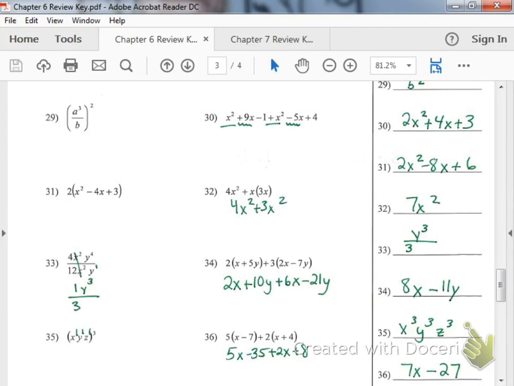So 5 times x is 5x, 5 times 7 is 35, and you're still subtracting. Back here you're distributing a positive 2, so 2 times x is 2x, so plus 2x, and 2 times 4 is positive 8, so plus 8. And then you combine like terms. So the x's go with the x's to give you 7x. And then the negative stays with the 35, so negative 35 plus 8 is negative 27, so minus 27. Raise your hands if you have any questions.